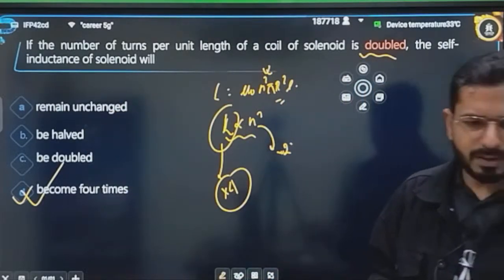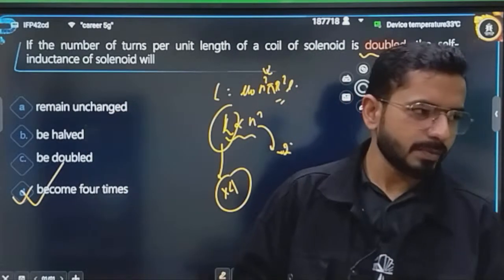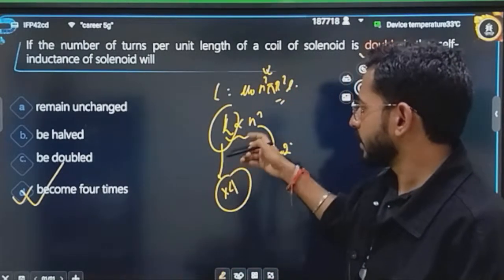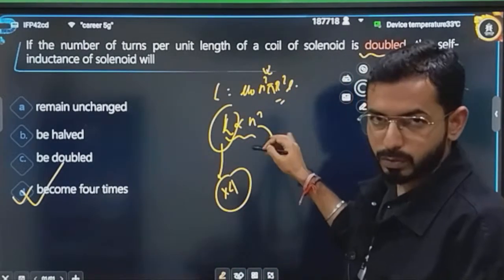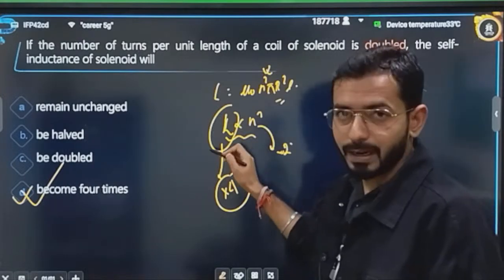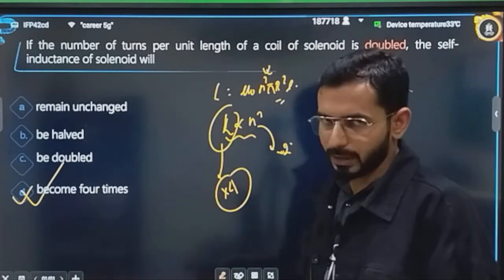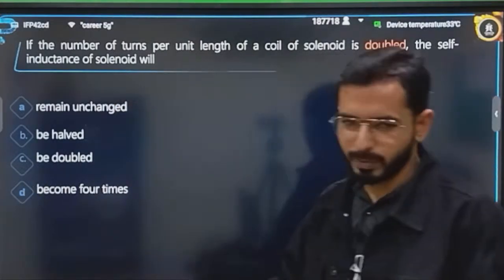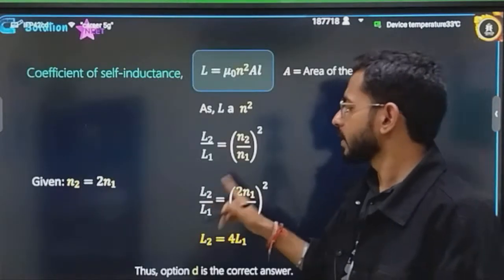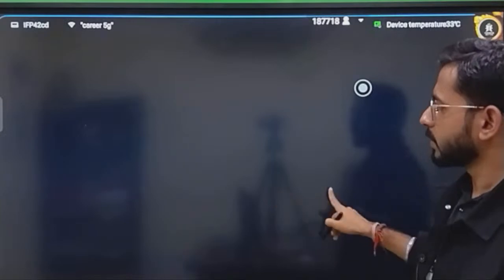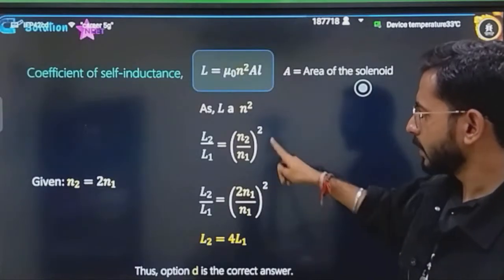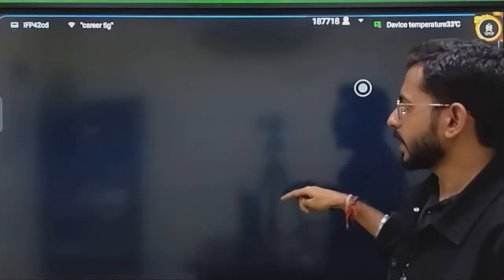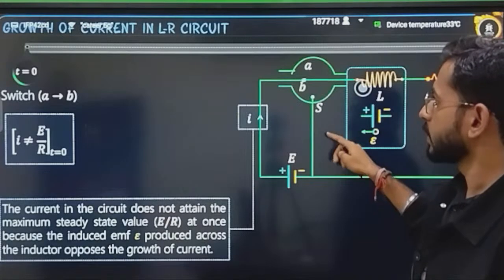Simple. Otherwise, if anyone has a problem, they can go with the conventional method, take the ratios, and solve that way. Initial and final, you will say 2n whole square, that means 4n square. Here you will say L dash will come equal to 4L. That is the same thing again. Those are baby steps, you can do them by yourself, I hope. You can write this complete method, but we know that much basic proportionality, I hope.